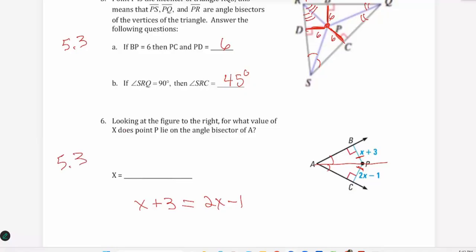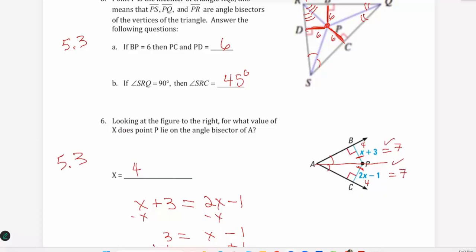So let's solve for this. Move my x, move my x. I have 3 equals x minus 1. Add 1, add 1. I get 4 equals x. So I know x is 4. Let's make sure that this works. If I plug in a 4 here, I get 7. If I plug in a 4 here, I also get 7.